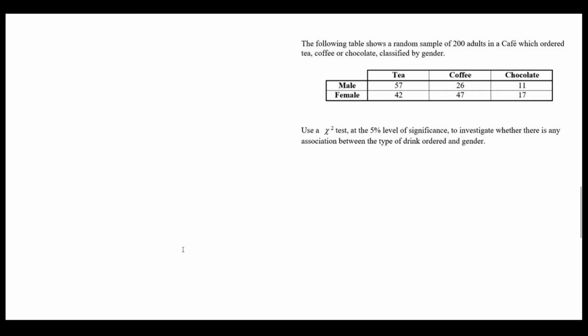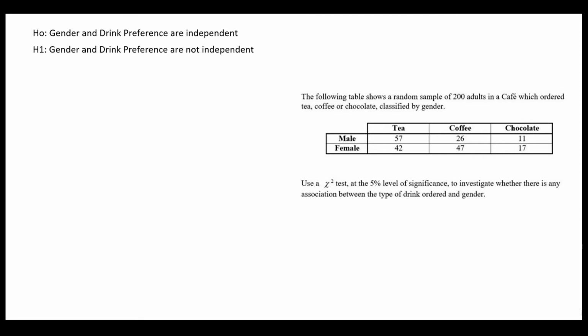We'll start with the hypotheses. The null hypothesis here is that gender and drink preference are independent of each other. There is no link, there is no association. And the alternative hypothesis is that gender and drink preference are not independent. There is some sort of link to them. There is some sort of association.